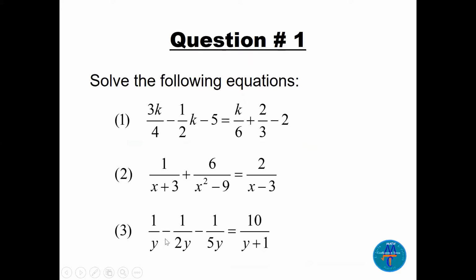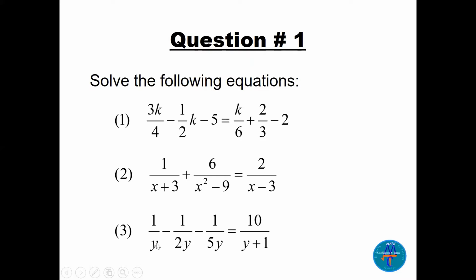1 over y minus 1 over 2y minus 1 over 5y is equal to 10 over y plus 1. If you find the y, whatever y you get first, you check it, because here we have to have no 0 in the denominator. I can tell you something nice here. See, you have y, 2y, 5y. What will make the denominator 0?